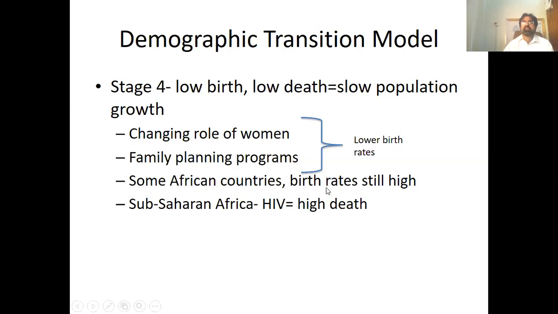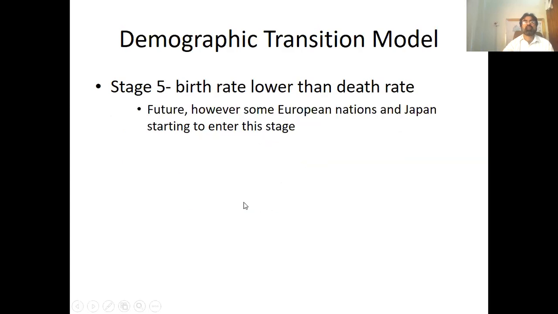In some African countries, birth rate is still high. In Sub-Saharan Africa, because of HIV, there are high death rates. So they are still in stage 1 or stage 2, more likely stage 1. In stage 5, birth rate is lower than the death rate. As I've already discussed, the death rate surpasses the birth rate. And further, however, some European nations and Japan are starting to enter this stage.